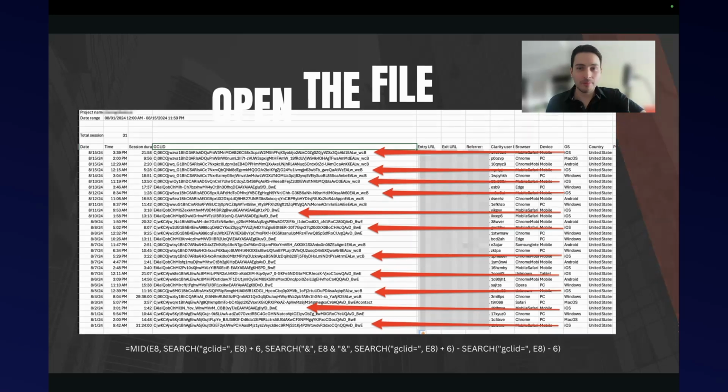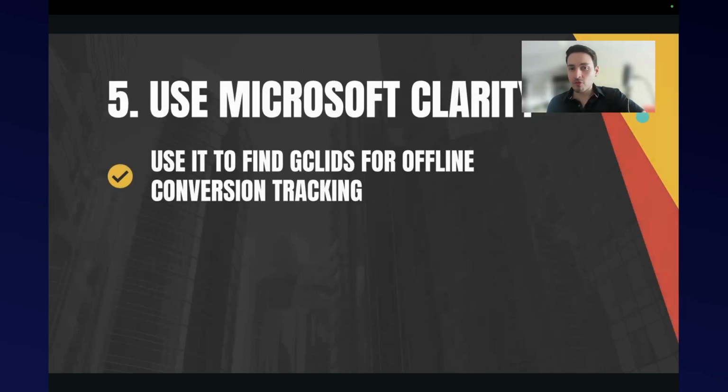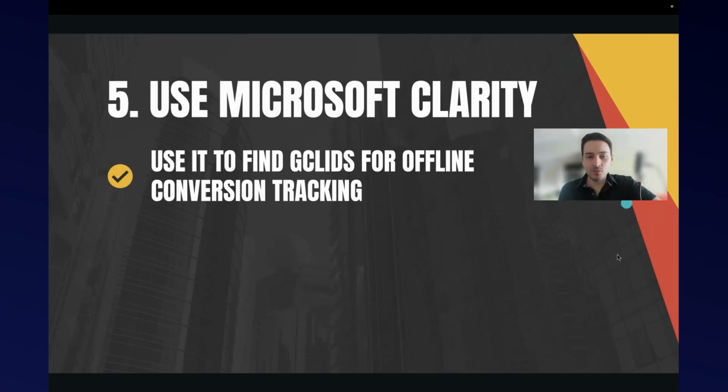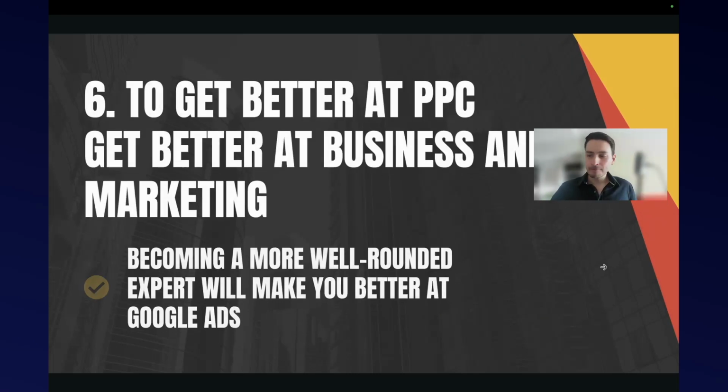So give that a try. That is tip number 5, which is to use Microsoft Clarity to find GCLIDs for offline conversion tracking.